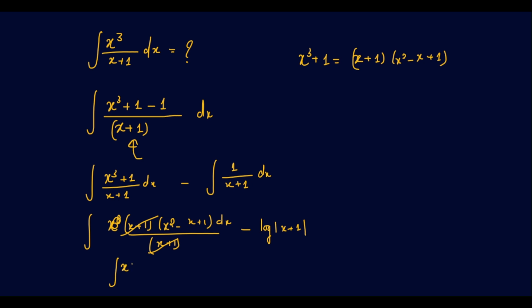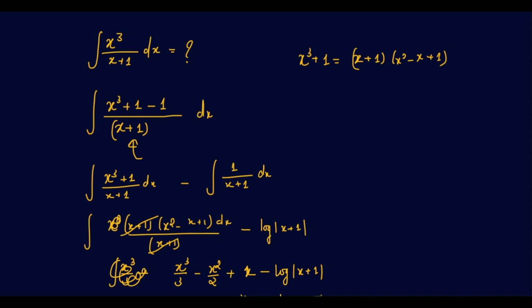So you can write x square as x cube over 3. And what about x? Let's write it again. Here you will write x cube over 3. This one will be written as x square over 2, and 1 will be written as x. And this value will be written as log of mod of x plus 1. So this is the integration that you will get.